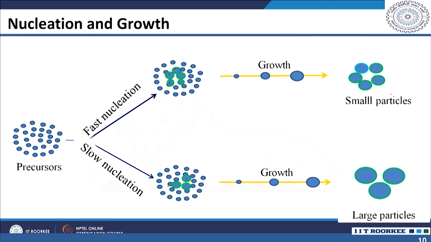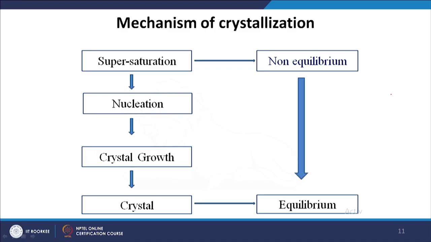If I have a fast nucleation, then we will get a smaller particle. If I have a slow nucleation, we will have a larger particle. So if I wanted to get larger particles or large domain size in our crystal, then we should allow it a slow nucleation. If we wanted to have a large number of small domain size, then we will allow the crystal a fast nucleation. So the mechanism of the crystallization is now summarized like the following.